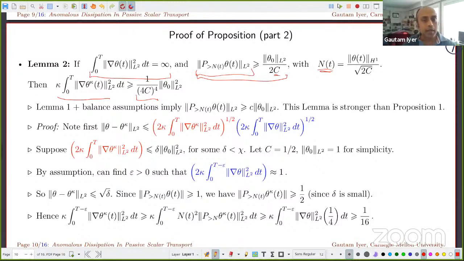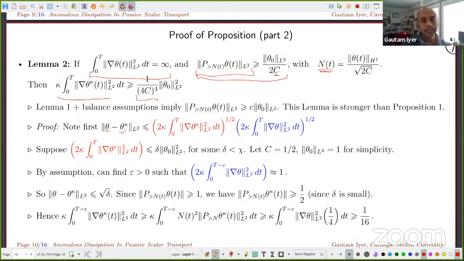So let me show you quickly how this proof works. How do you get anomalous dissipation based on these assumptions? The first thing is to note that theta satisfies the transport equation, and theta kappa satisfies the advection-diffusion equation. I can subtract the two equations, multiply by theta, apply Cauchy-Schwarz, do the standard thing. If you do that and write it out, here's what you get. The difference between these two in L2 is bounded above.